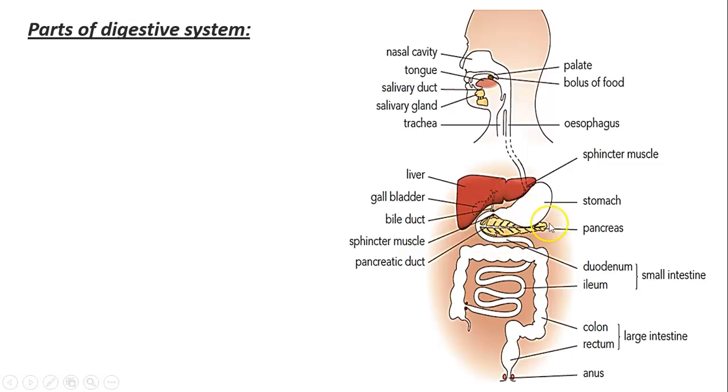And here we have the pancreas. The pancreas produces a juice called the pancreatic juice that helps in the chemical digestion that happens in the duodenum.